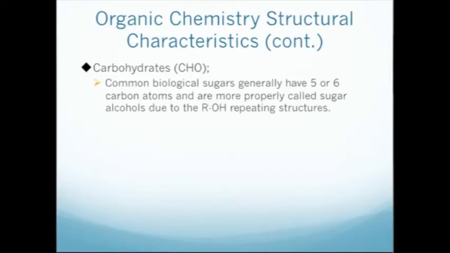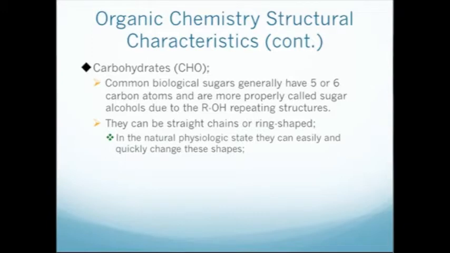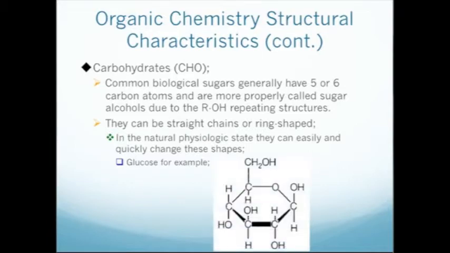We'll review carbohydrates now. Carbohydrates are basically common biological sugars that generally have 5 or 6 carbon atoms and are more properly called sugar alcohols due to the R-OH of repeating structures. They can be straight chains or ring-shaped, and in the natural physiologic state, they can very easily and quickly change from these two shapes. Glucose would be an example.